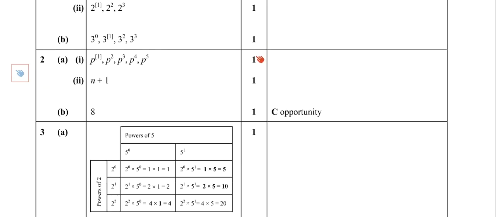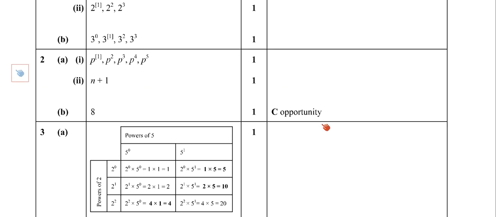1, 2, 3, 4, 5, 1 mark. N plus 1, 1 mark. 8, 1 mark. This is the bit I want to point out to you. What is C? C is communication. For investigations, there is an extra mark in each section for communication.